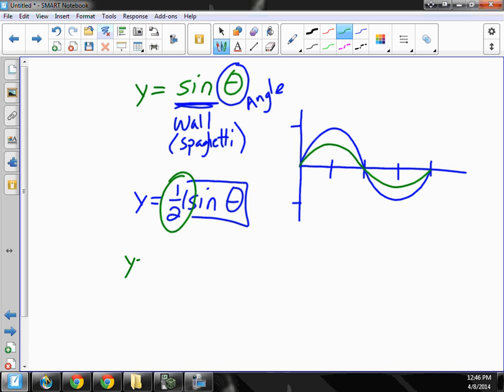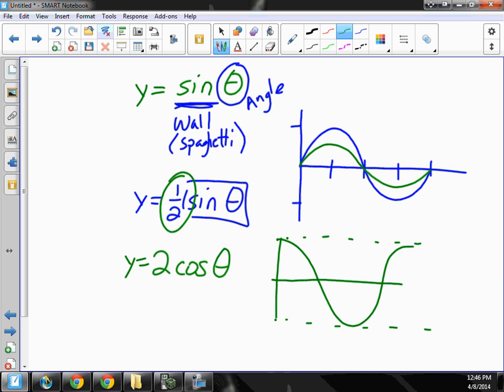What about y equals 2 cosine of theta? So the normal cosine, and this is how I like to do it. So here are my critical points. Right. So 2 cosine of theta is going to be twice as tall and twice as short, as low. Okay, that's pretty easy.